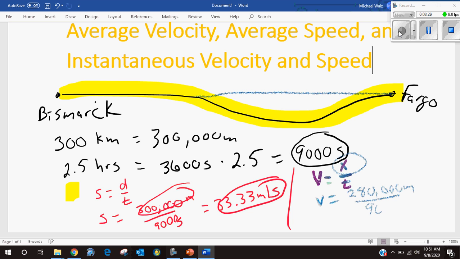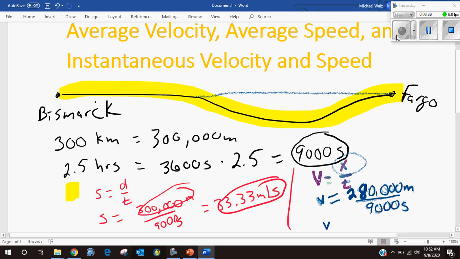9,000 seconds. This is kind of a funny pen. Let's see if I can change it for you. Okay, so that's getting kind of weird there with the pens.